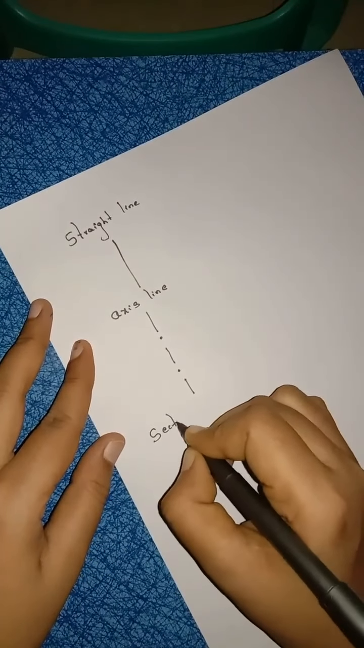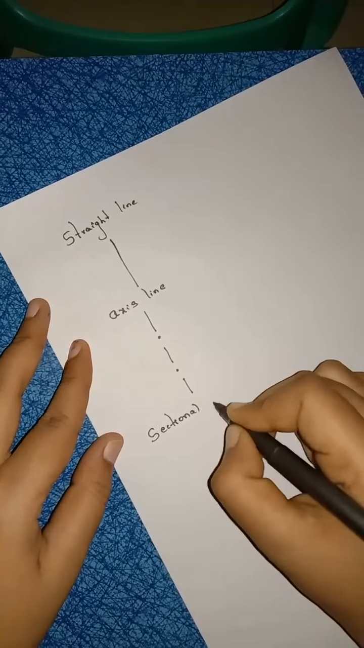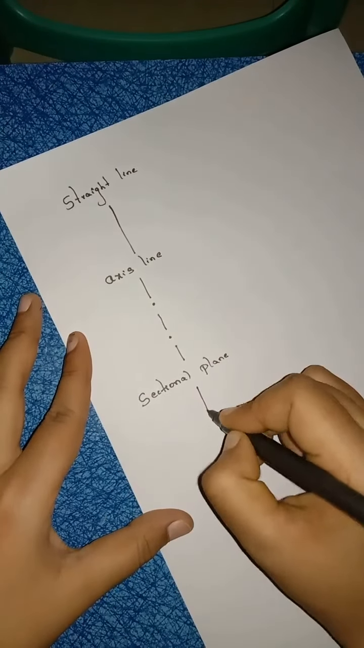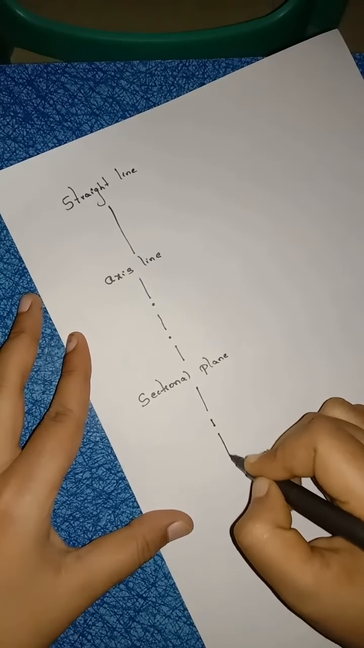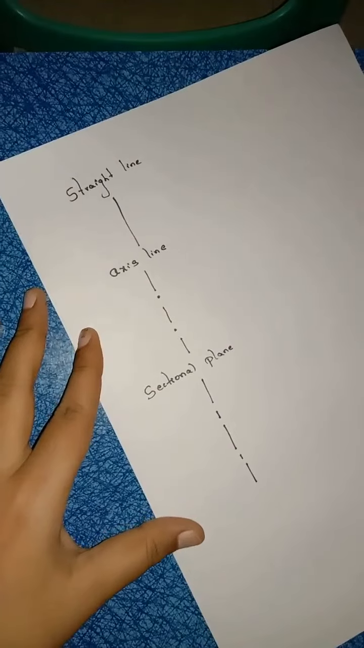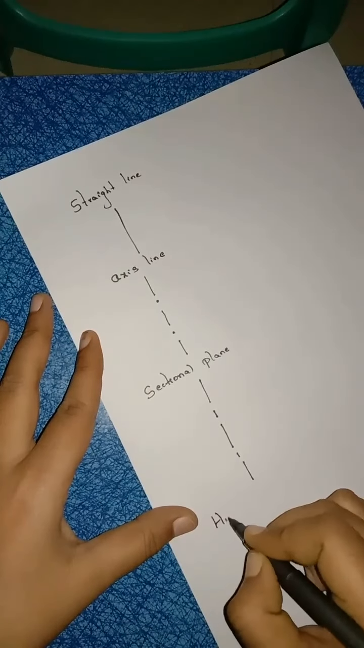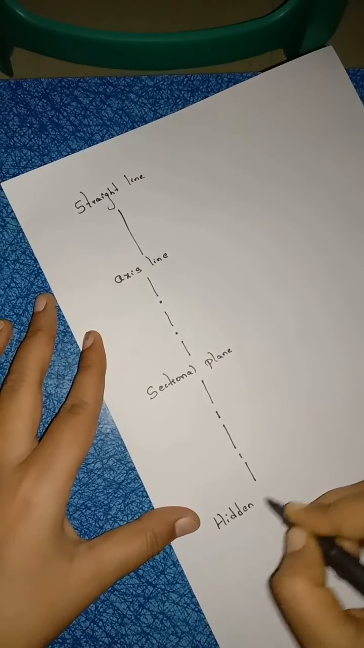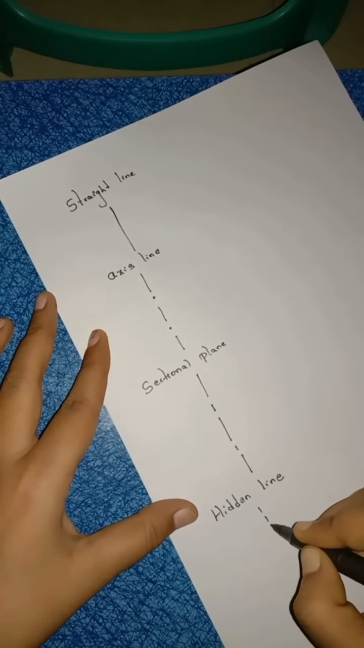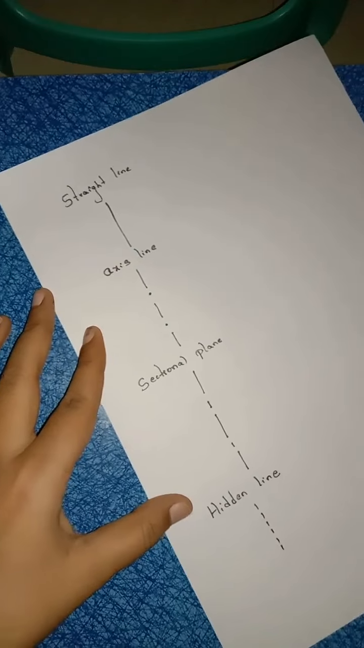Sectional plane: large dash small dash, large dash small dash, large dash small dash, that is the sectional plane, right? And hidden line: just small dashes, we will keep it as hidden lines.